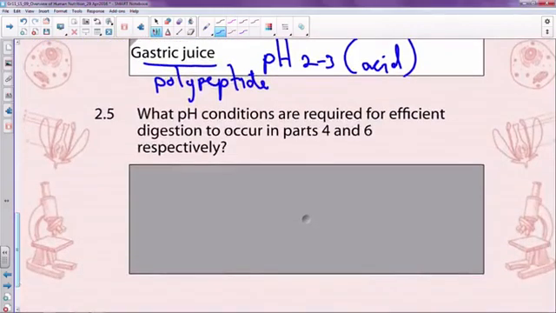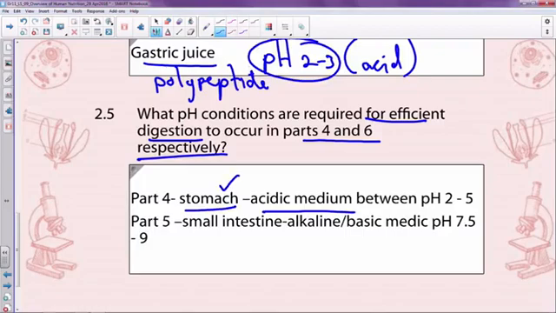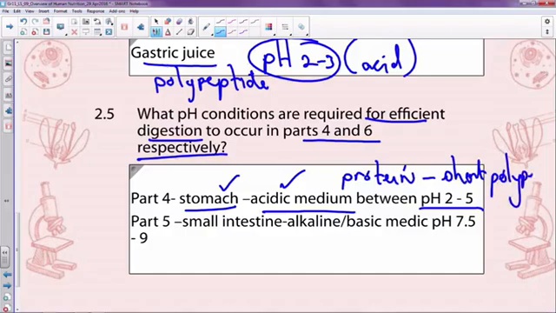2.5. What pH conditions are required for the efficient digestion of parts numbered 4 and 6 respectively? Guys, if you could recollect parts number 4 and 6 that we labeled. Part number 4 was the stomach, and for the stomach we need an acidic medium. The gastric juice provides a pH of about 2 to 3, for the digestion of your proteins. The bigger protein molecules are broken up into shorter polypeptides, shorter chains of amino acids, that then go into the small intestine, where they undergo further digestion, releasing them into amino acids.